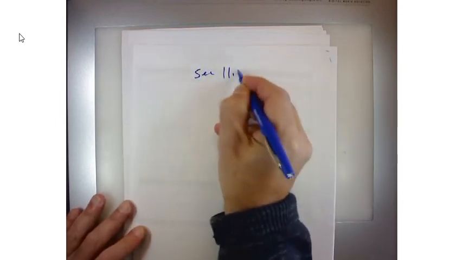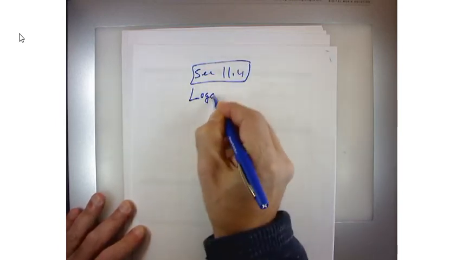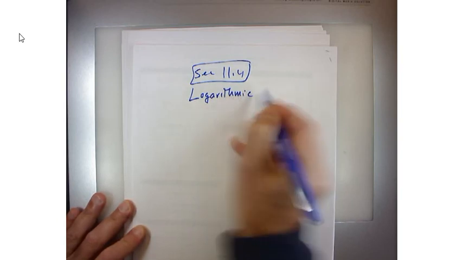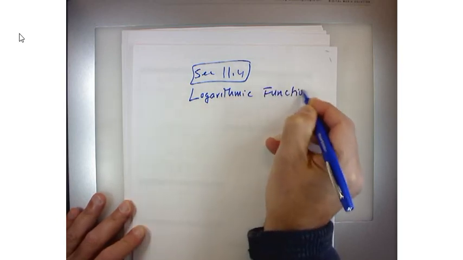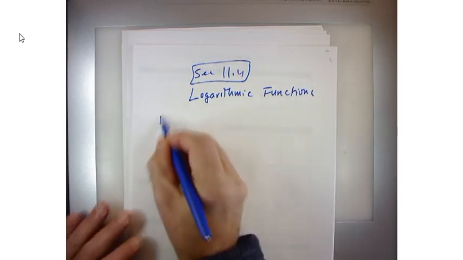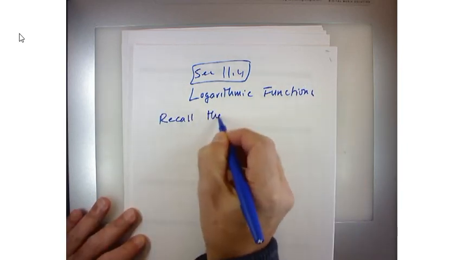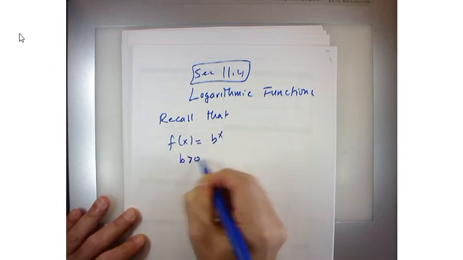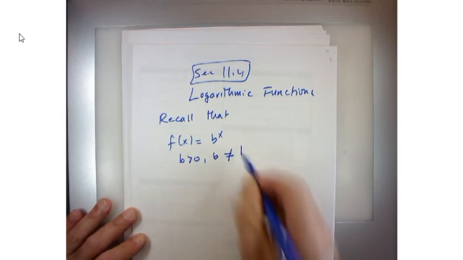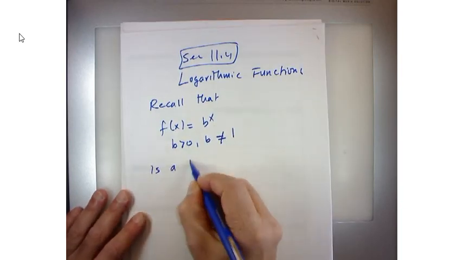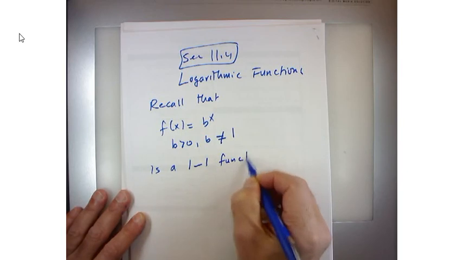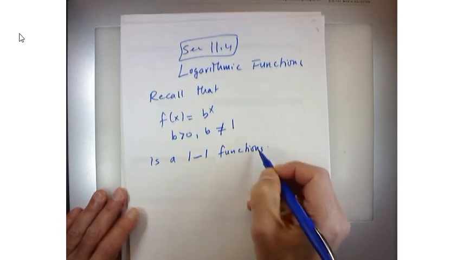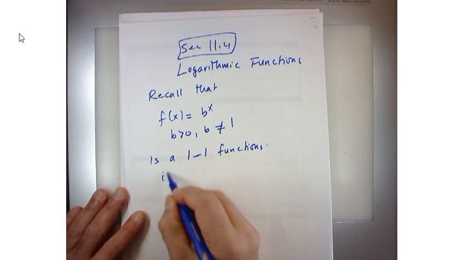So now I'm going to talk about 11.4, which is log functions, logarithmic functions. If you recall, exponential functions, f of x equals b to the x, where the base is greater than 0 and not 1, is a one-to-one function, meaning it passes the horizontal and vertical line test, so it must have an inverse.